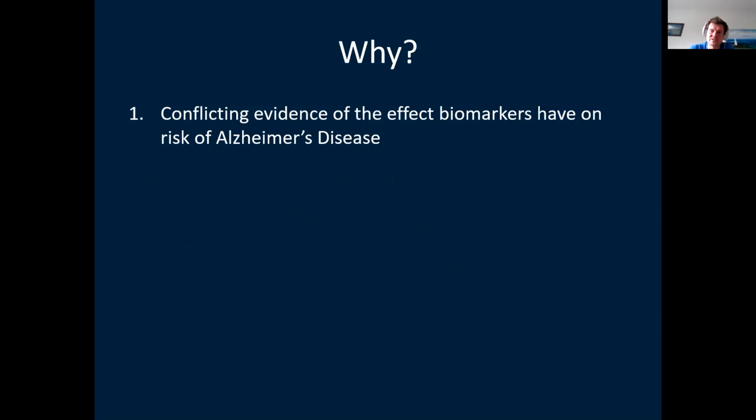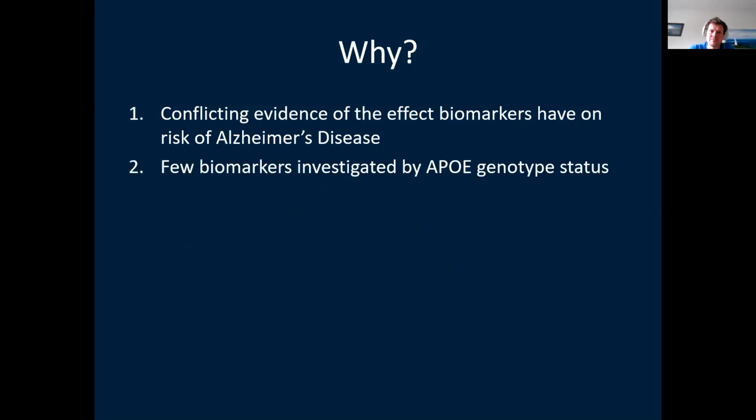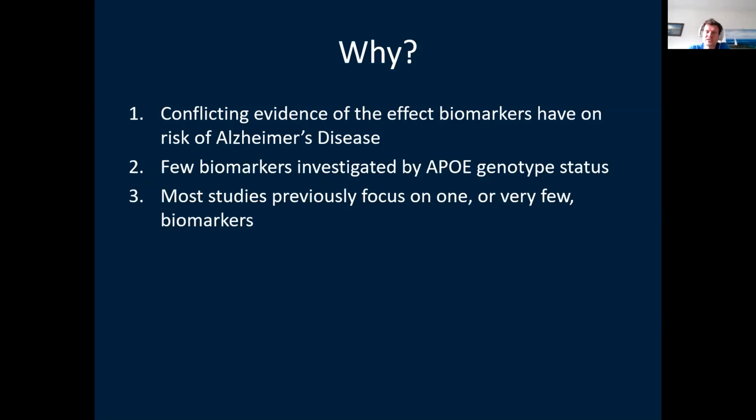Why did we do this? Well, there is conflicting evidence of the effects that different biomarkers can have on the risk of Alzheimer's disease. One paper will say something significant, another won't, or the directions will differ. Relatively few biomarkers have been investigated by ApoE genotype status. Most studies had previously focused on one at a time, or relatively few biomarkers in a specific pathway, so no one had looked at a range of biomarkers en masse. Previous studies were often limited by sample size. Biobank, famously 500,000 people, is often bigger than previous consortia by some way, and those consortia often have the disadvantage of having collated different phenotypes and different sample characteristics.